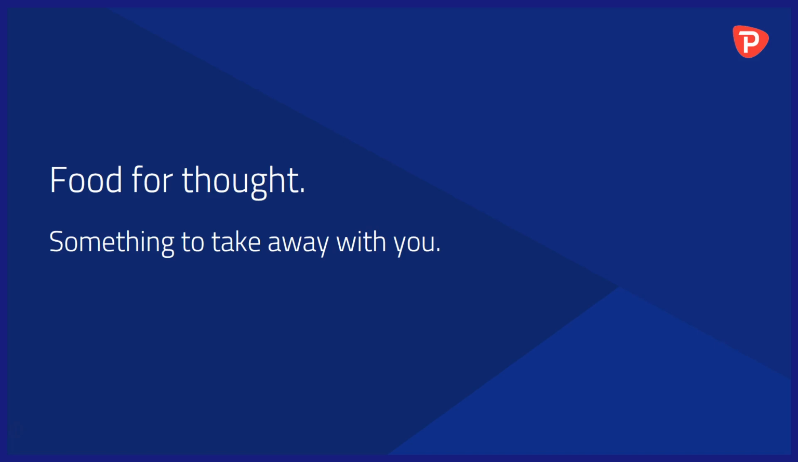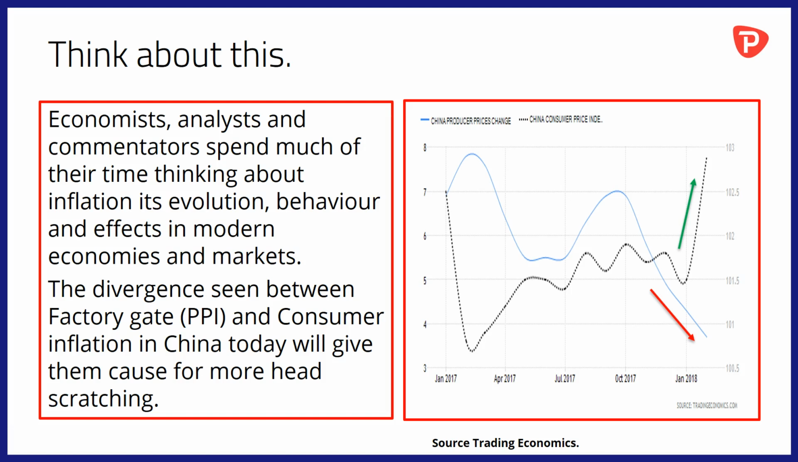Right, food for thought, something to take away with you into the trading day, and why not think about this? Economists and analysts and commentators spend much of their time thinking about inflation, its evolution, behaviour and its effects in modern economies and markets. The divergence seen today between factory gate inflation, or PPI, and consumer price inflation in China will give them cause for more head scratching. You can see the sharp deviation in the trajectories of CPI and PPI data here. PPI is still rising, but the rate of change is falling dramatically, whilst the CPI, the prices that people actually pay for goods and services on the high street, is sharply higher.